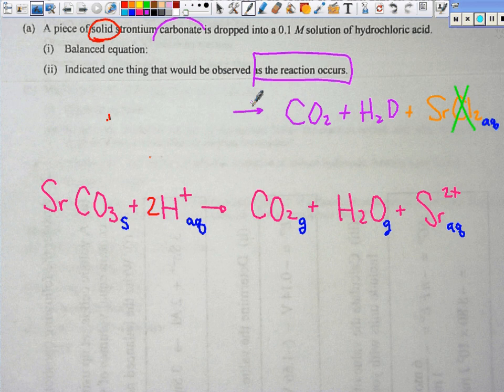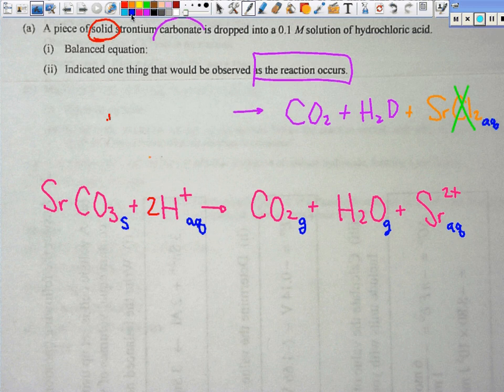Now, if you did not know the rule about carbonate, would you have been in trouble? Absolutely. You would have been in big trouble. So carbonate always breaks down into CO2 and H2O. All right, let's look at the next one. Might have to pause the video to slide it down.